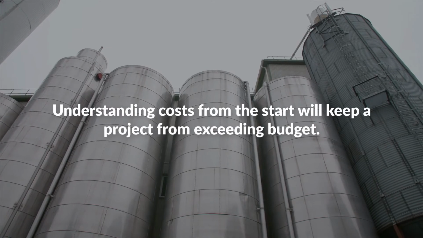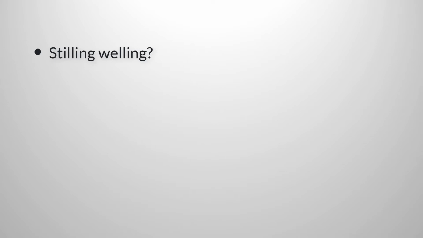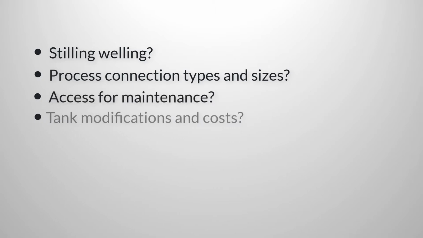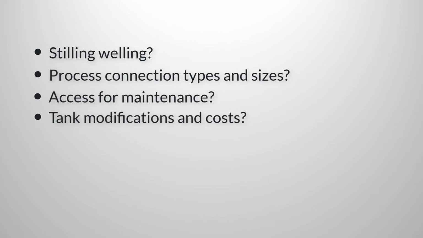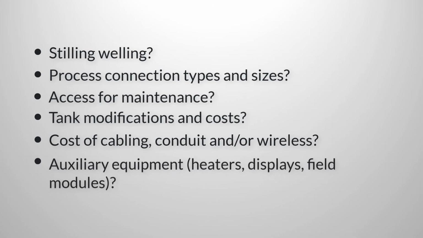So, before any work is done, also answer these questions. What is the required stilling well type, and how will it impact level transmitter choice? What are the process connection types and sizes, and how will they affect the installation, including access for maintenance? How much modification will be required to the tank itself, and what will it cost? What is the total cost of cabling, conduit, and/or wireless associated with the project? What auxiliary equipment will be needed, such as heaters, displays, and field modules, and what will those cost?